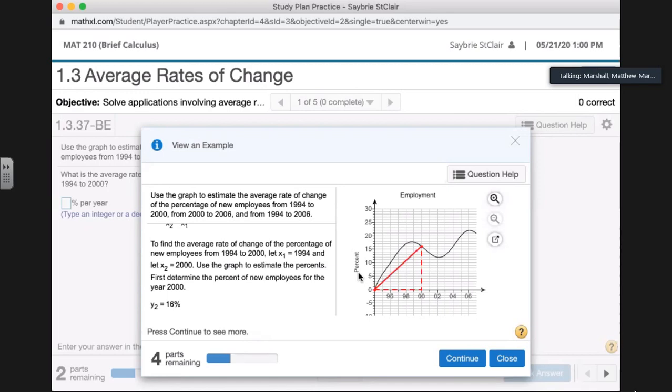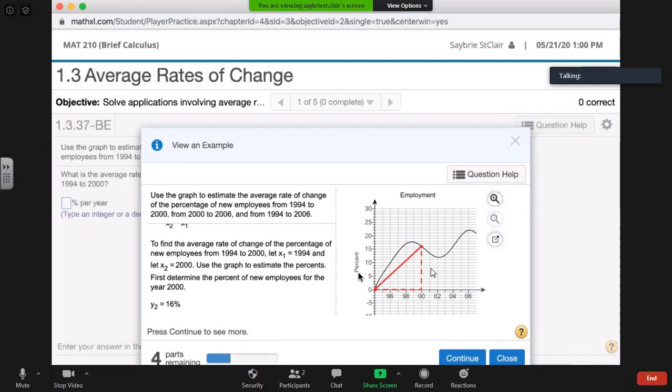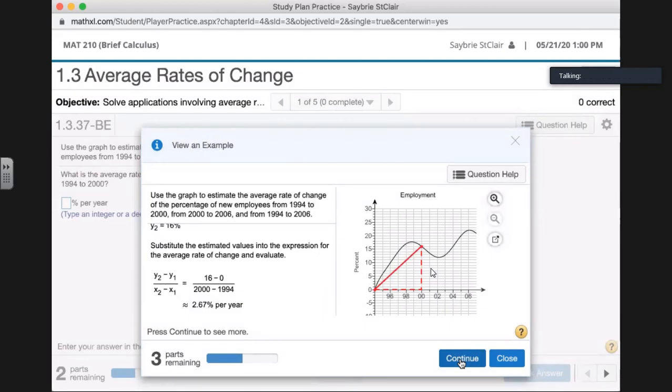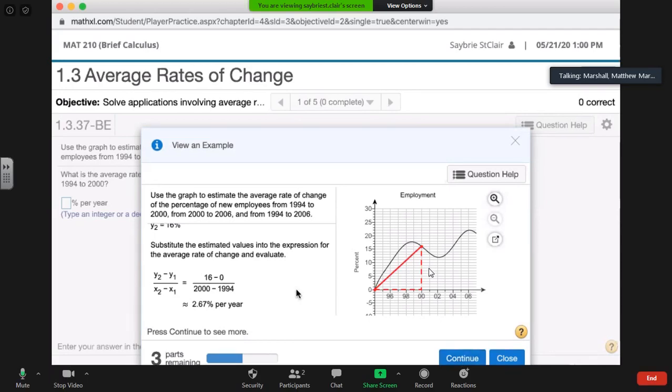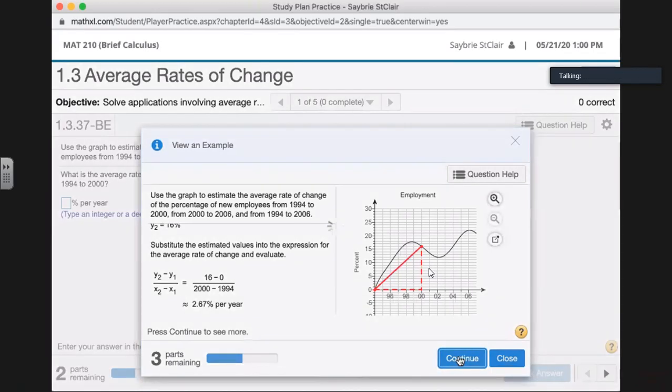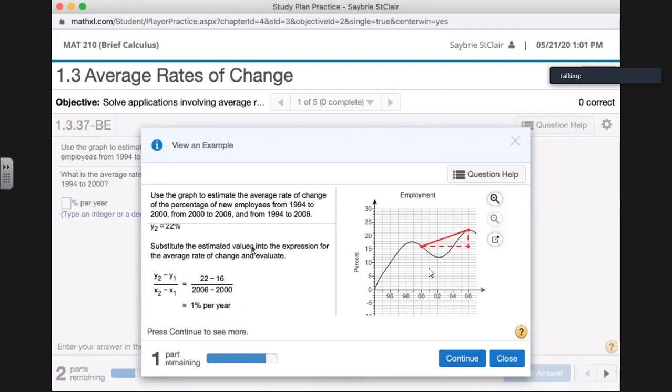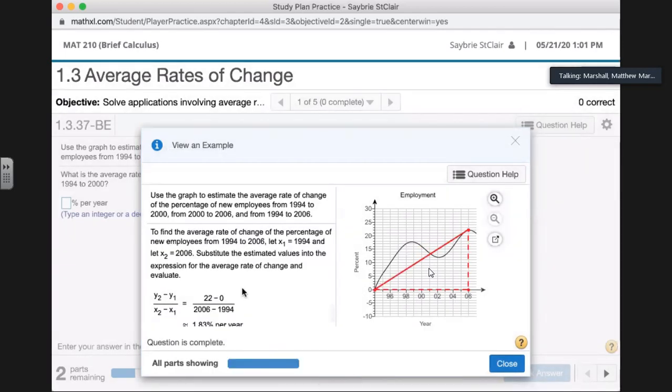Alright, so it had you find that point. So just, again, basic slope using 2 points, turned into a percent. That makes sense.